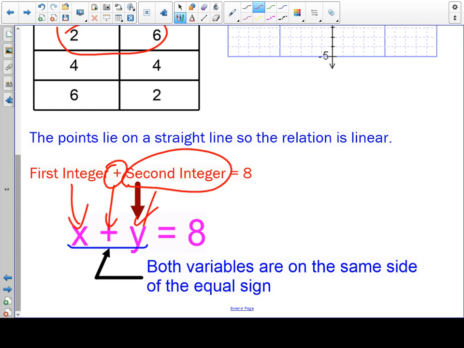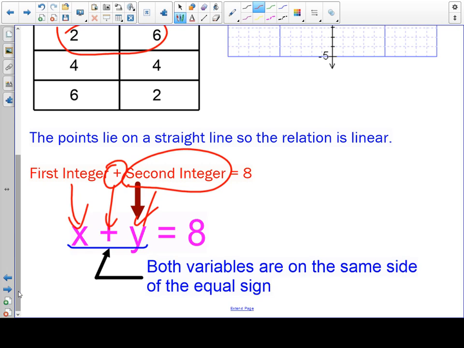Both of the letters are on the same side of the equal sign. This kind of goes against how we've been doing these equations so far. When we've talked about other situations, the letters have been on opposite sides of the equal sign. But for this type of linear equation, they're on the same side of the equal sign. Okay? So that's the kind of linear relation that we're looking at today.